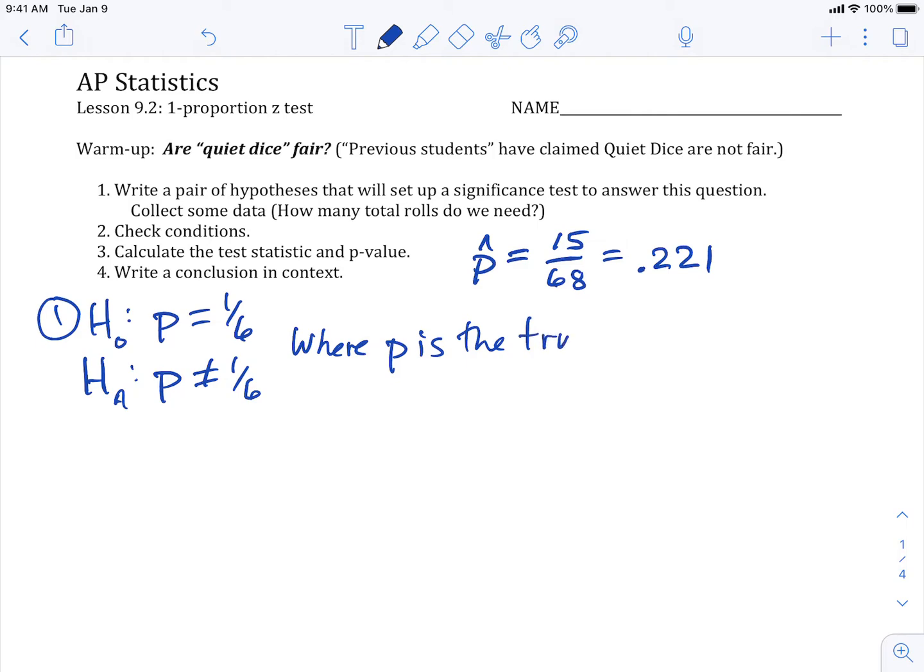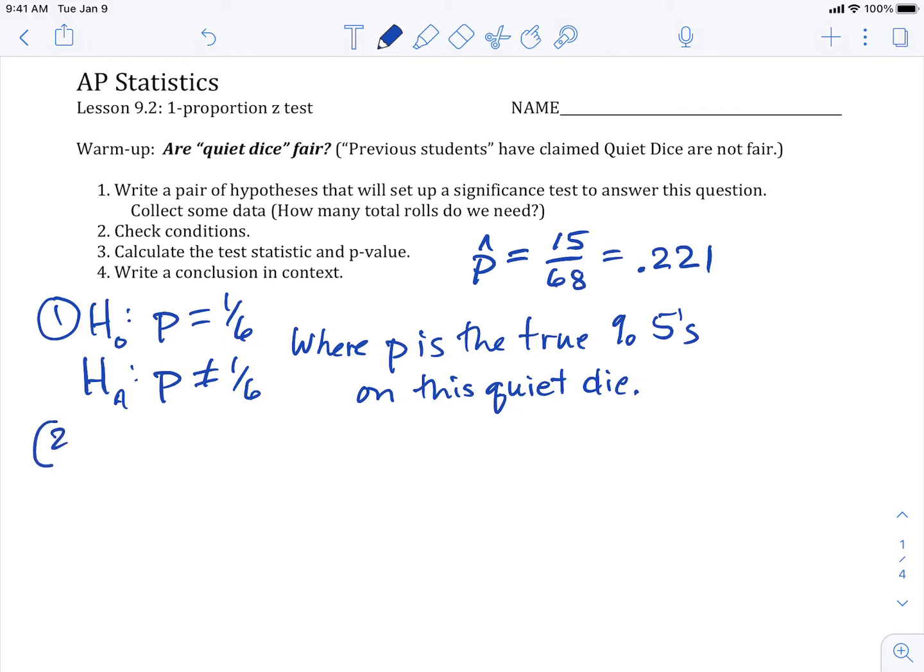and I think it's always good to say the word true, just to make sure we are talking about the population parameter, where P is the true percent 5s on this quiet dice. I only rolled 1 die. So I can't really say that it is true for all quiet dice. I really just took 68 rolls of a single die. We could have designed it differently. We could have rolled 5 or 6 different dice until we got 68. But still, we could only apply our findings then to the dice that we rolled.